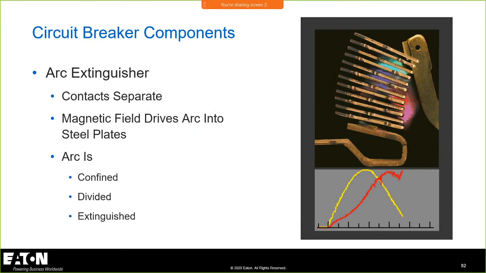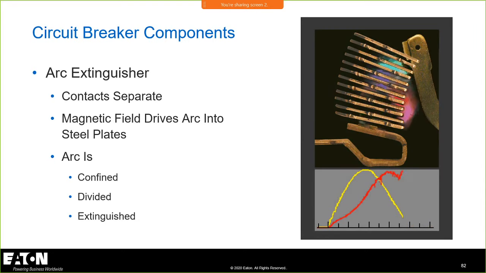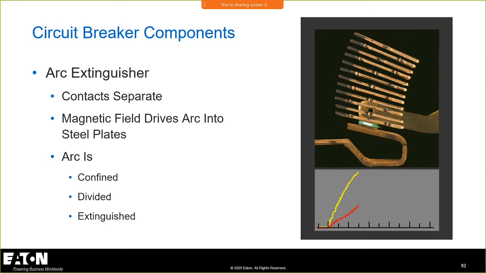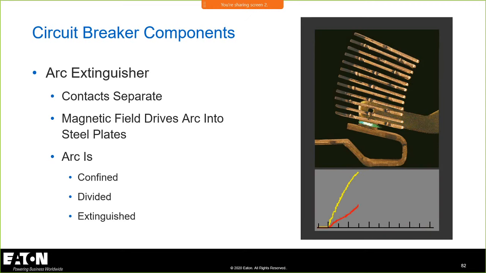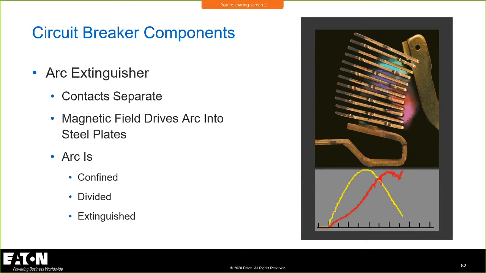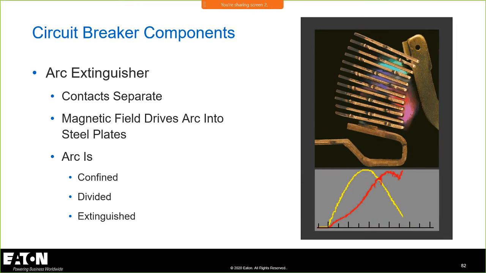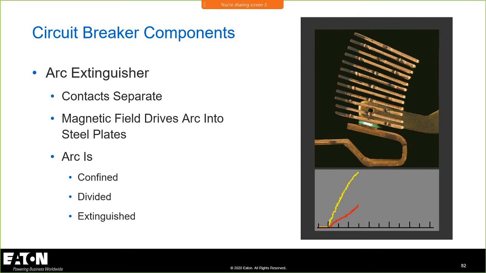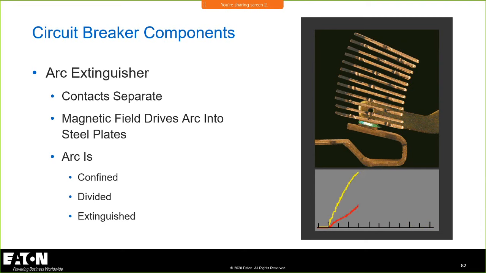The arc extinguisher's job is to take the current and stop the flow and help extinguish the arc, cool that arc, and separate it and divide it. And you have magnetic fields to draw that arc into those plates, and all of that has to happen very quickly. And then the gases expel and go outside of the back of the breaker.